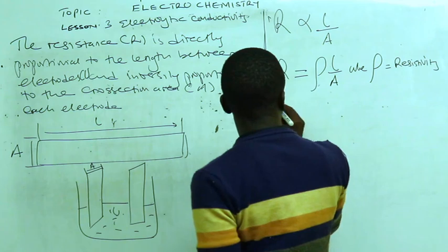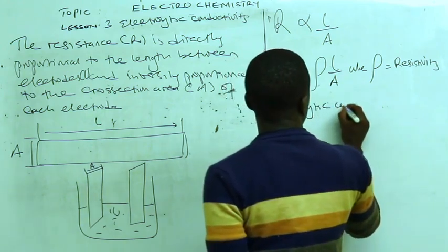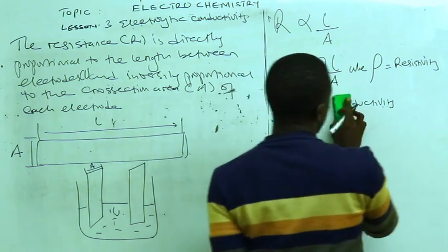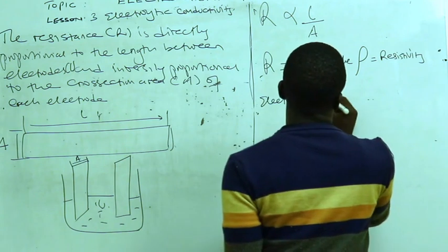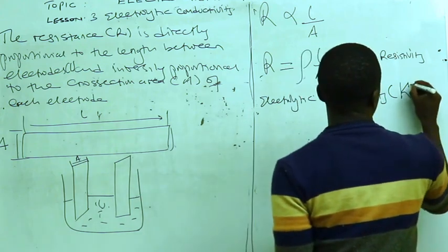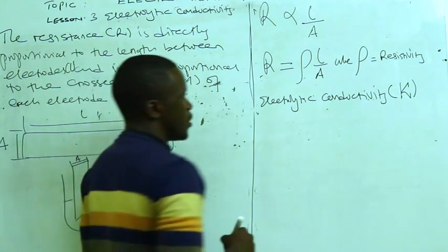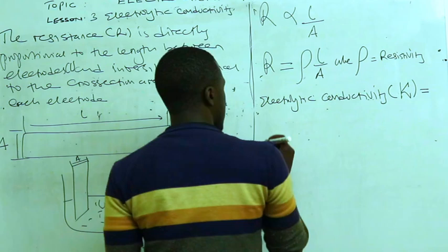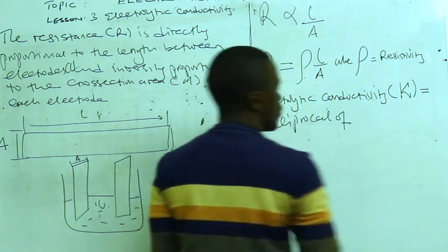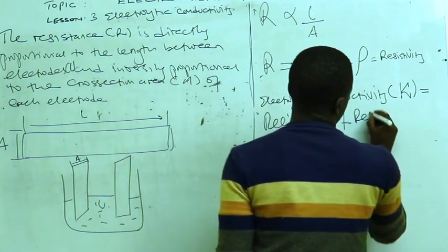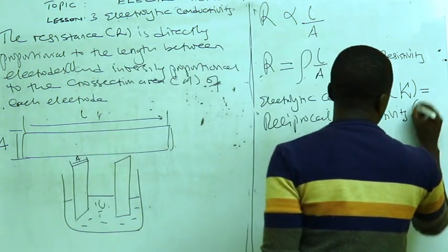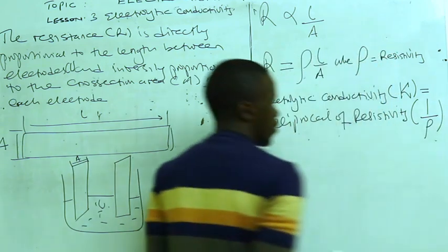Now, electrolytic conductivity, represented by the Greek letter kappa, is normally equal to the reciprocal of resistivity, meaning it is 1 over rho, like that.